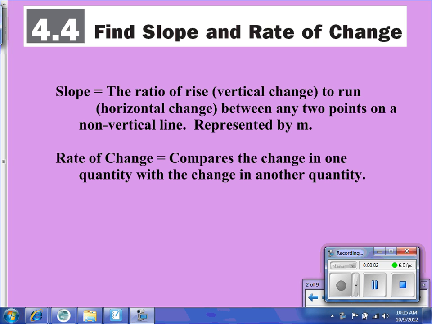Okay, you should have your note-taking guide out to lesson 4.4. I'm going to talk you through the lesson while you fill out your notes. Let's try it, folks. Tomorrow we're going to talk about slope and rate of change.